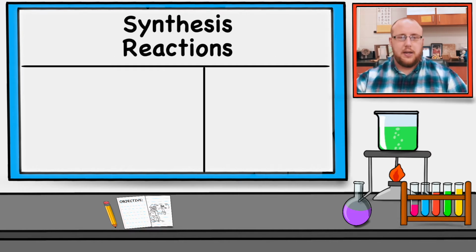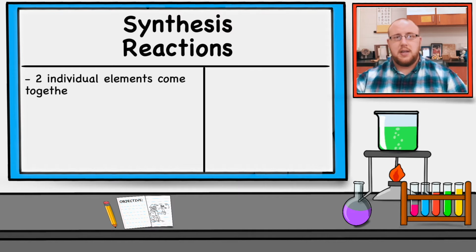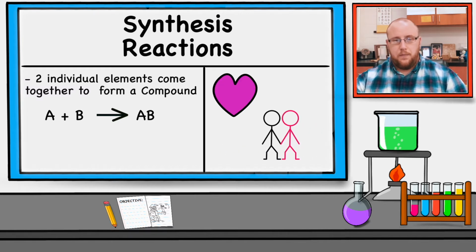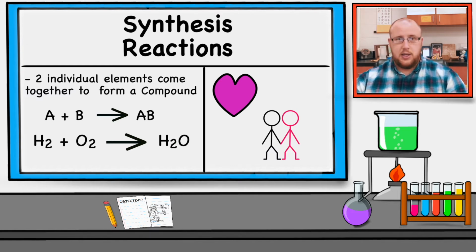Synthesis is our first type of reaction. This occurs when 2 individual elements come together to form a compound. We represent this with a generic formula: A plus B yields AB. If we're trying to illustrate this, you can think of dating, where 2 individual people come together to form a couple. An example of this would be the synthesis of water: H2 plus O2 yields H2O. We have our individual elements of hydrogen, H2, and oxygen, O2. So 2 individual elements come together to form one compound, which is H2O.